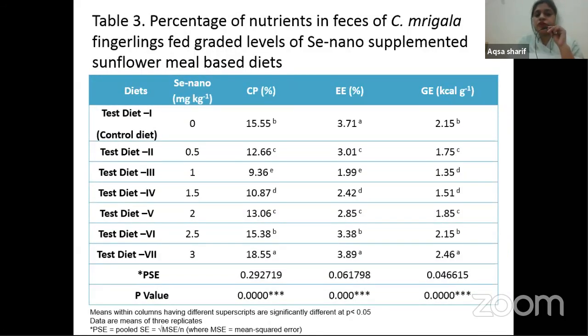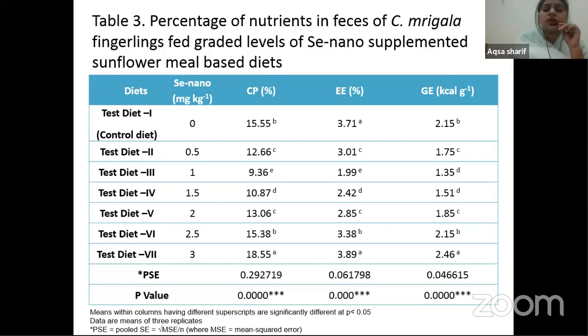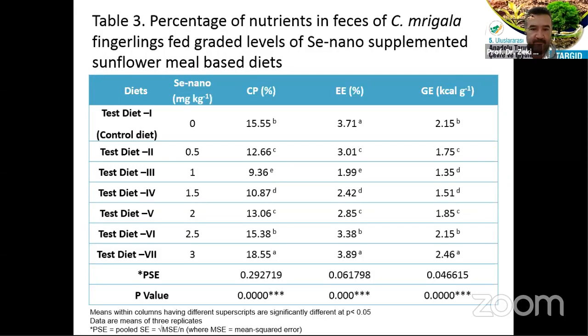And that's the percentage of nutrients in feces of Cirrhinus mrigala fingerlings. In the feces of the tank that were offered the test diet 3, the crude protein was 9.36%. Crude fat was 1.9, and it means that most of the feed was utilized by the fish body, and a minimum portion of the feed was excreted out from the body.